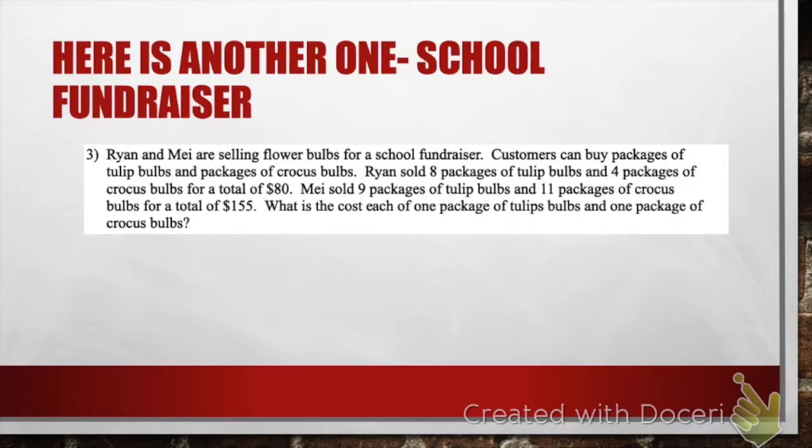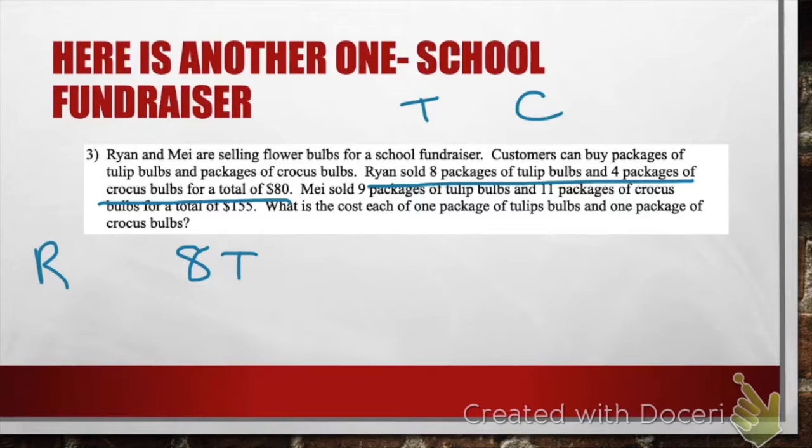All right, so for our equation for Ryan, which starts right here, I'm going to make a T for tulips, and I'm going to make a C for crocus. So this says that Ryan sold 8 packages of tulips and 4 packages of crocus for a total of $80. So here we go. 8 packages of tulips and 4 packages of crocus for $80.